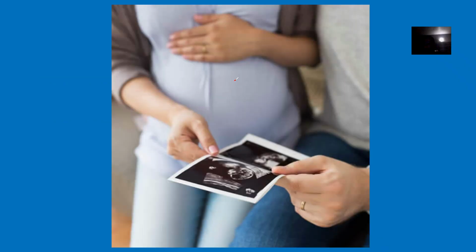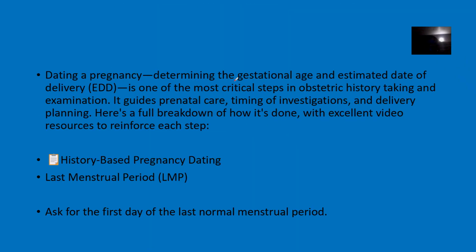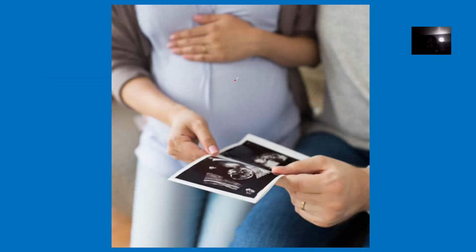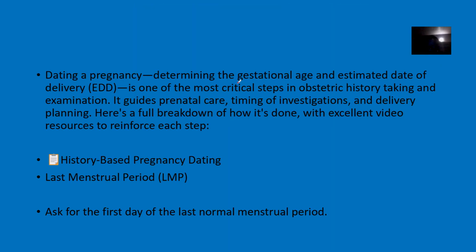You are doing this just to determine the gestational age and also estimate the possible time that the woman will give birth. Okay, so you can use the manual way, you can actually use ultrasound, which is much more accurate, but you always learn the manual way because you don't want students to not learn the skills. You understand? So it's actually one of the most critical steps in obstetric history taking and examination. It guides prenatal care, timing of investigations, and delivery planning.